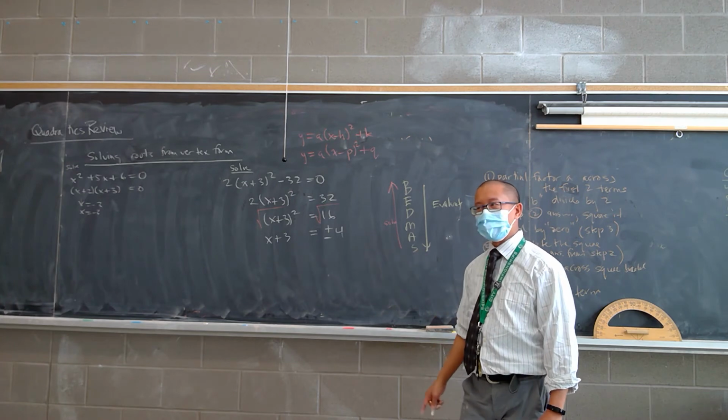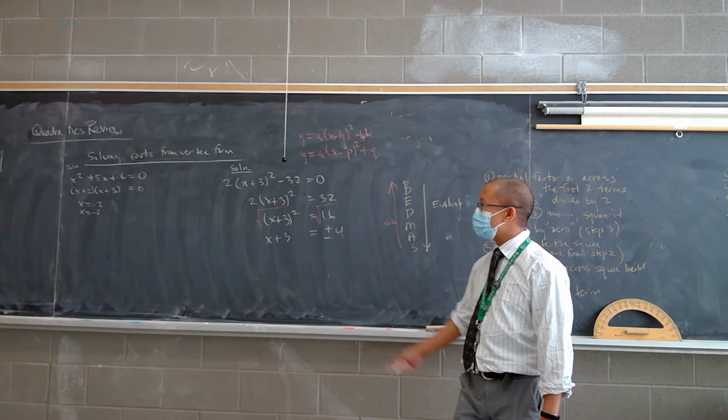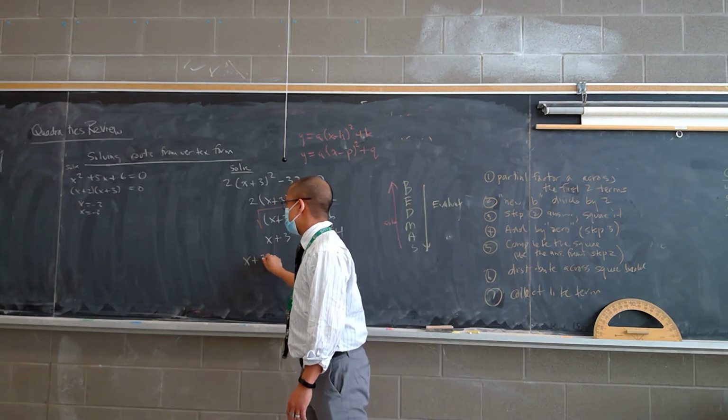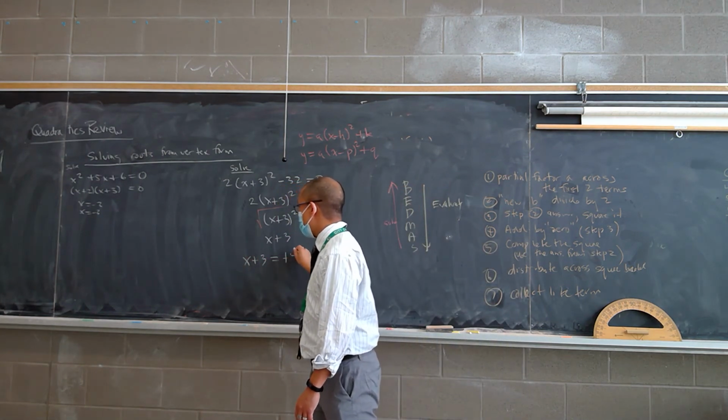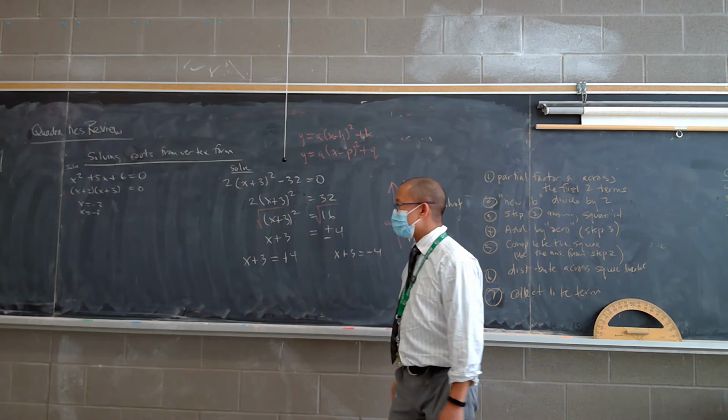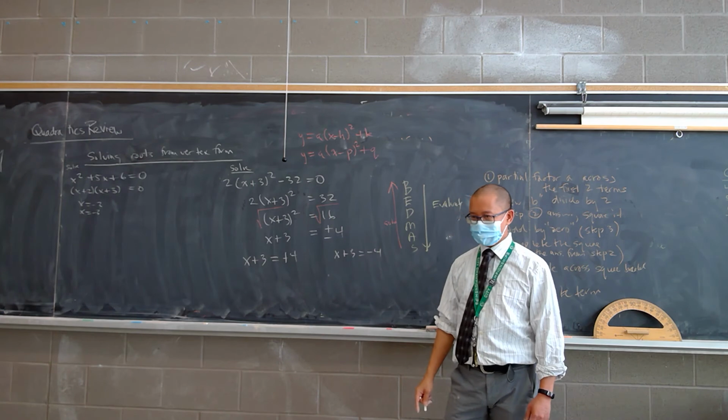Some students find this very annoying. In grade 10, for sure, you've never really seen a plus or minus sign. So some students will do it like this. X plus 3 is equal to positive 4. X plus 3 is equal to negative 4. And solve this. And notice this is now easy to solve.